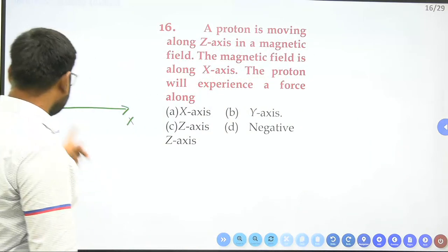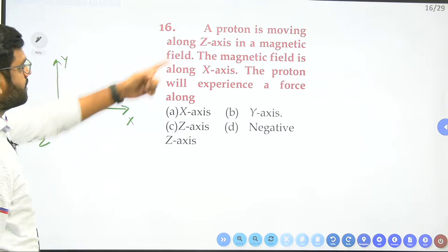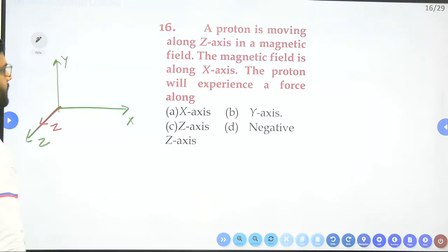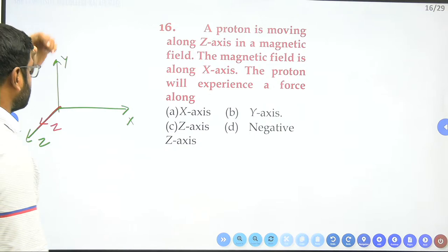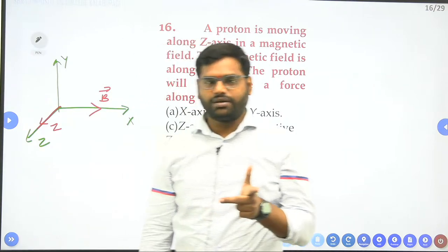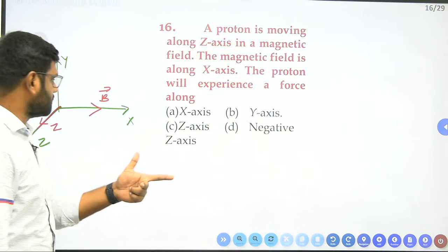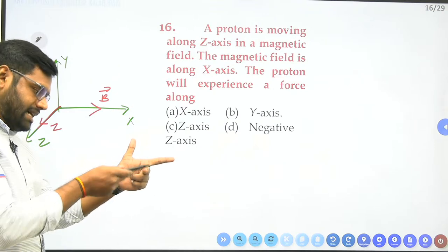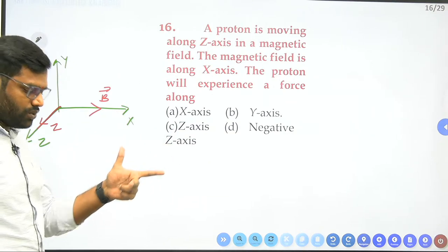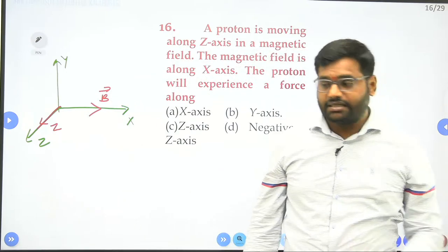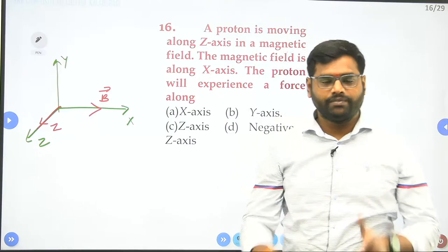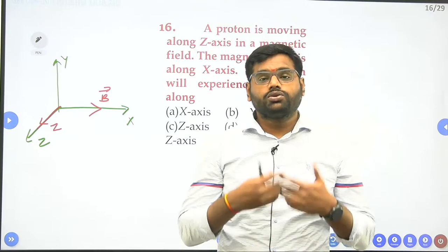Let's see what they have given. The proton is moving along the z axis, so it's moving along this, and the magnetic field is along the x axis. Here you have to observe this. If this is the current direction, this is the magnetic field, and this will be the magnetic force. The direction of current is the conventional direction, the direction in which protons or positive charges move, opposite to the flow of electrons.